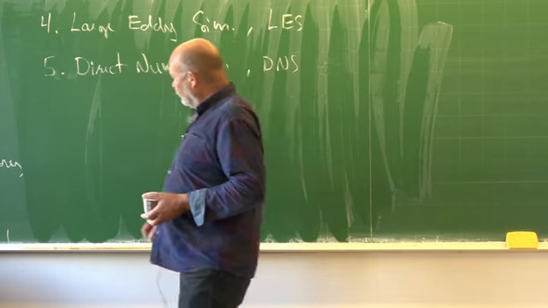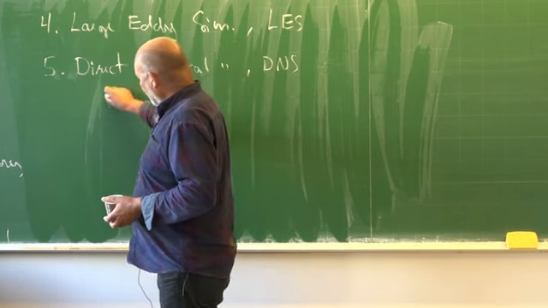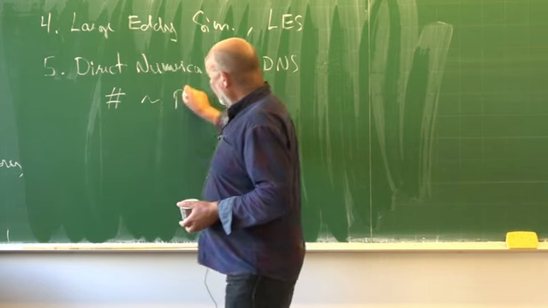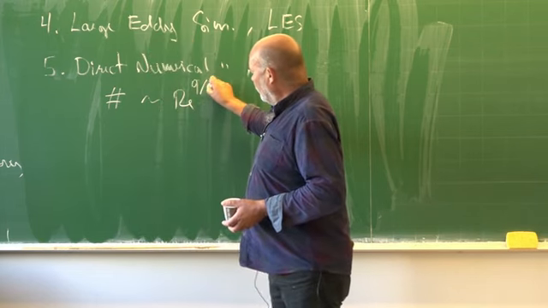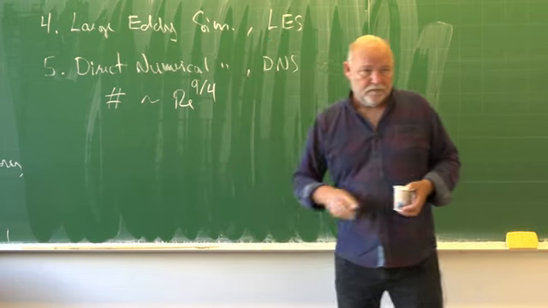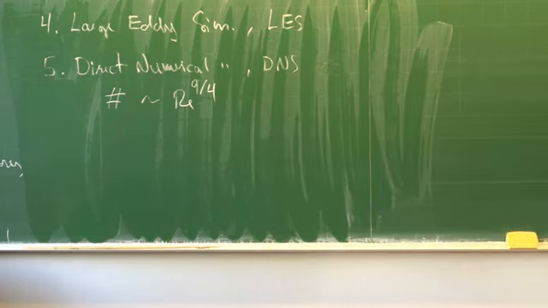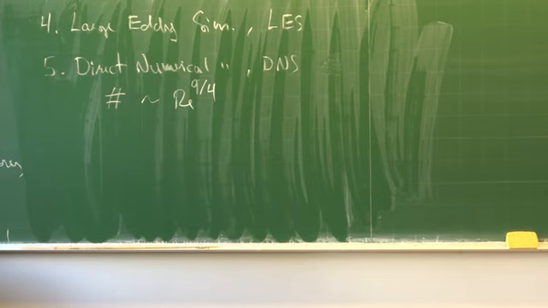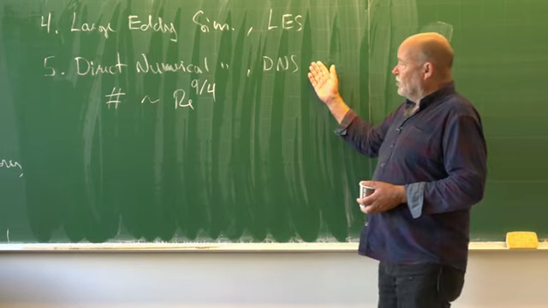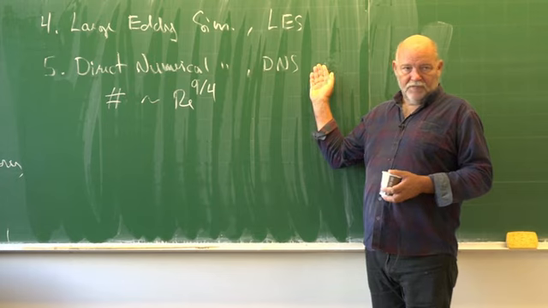As a hint, the number of cells will go like your Reynolds number raised to the power of 9/4. That means if you have a Reynolds number of 1 million, then you take 1 million to the power of 9/4. That's the amount of numbers you need to store in your computer. Just forget it. We don't have that big computers on this planet, not yet. So this is limited. Describe everything.